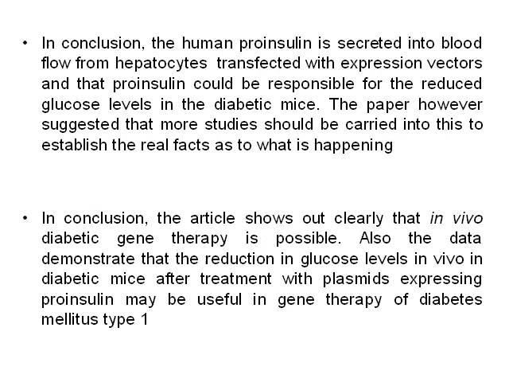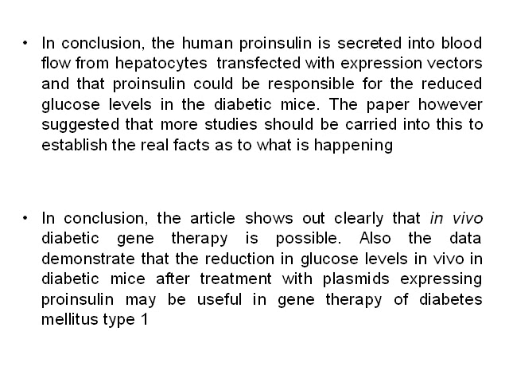In conclusion, the proinsulin secreted into the blood flow from hepatocytes transfected with expression vectors could be responsible for the reduced glucose levels in diabetic mice. The paper, however, suggested that more studies should be carried out to establish the real facts as to what is happening. In this study, where the expression of insulin was not regulated, there was the issue of hypoglycemia in mice after the expression vector was injected.